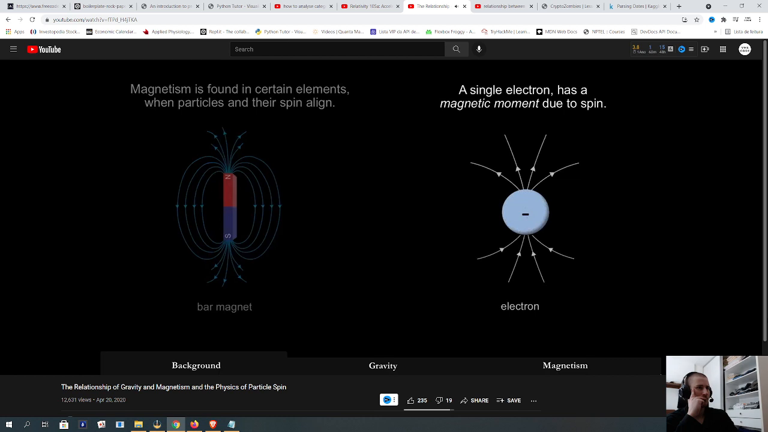But all that originates because of this, right? A single particle like the electron has a magnetic moment due to spin. So you can see the same magnetic field lines coming from a single particle. You line those, you get magnets, such as the bar magnet. You line it in the core of the Earth, you get a magnetic field in a planet.